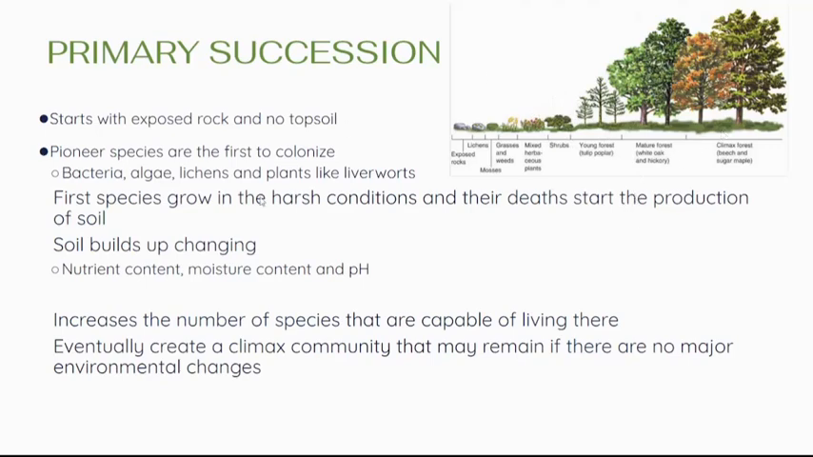So essentially, the number of species that are capable of living here, probably none. Nobody can live on exposed rocks. And in a full forest, maybe, just maybe, there could be hundreds or thousands or millions of different types of species living in there. So eventually it will create this climax community that allows most types of species to live there if there are no major environmental changes.